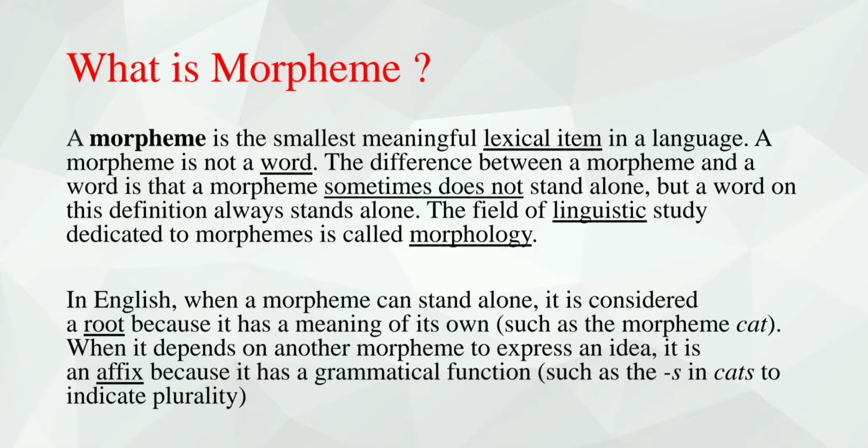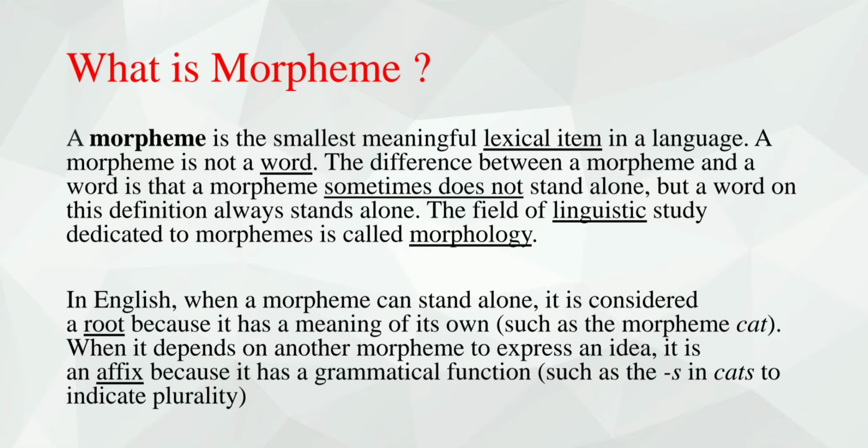خاصة واحد original word واللي كنسميوه root word in order to make it another word. For example, kind is an adjective. If I add ness, it becomes a noun, which means kindness. In English, when a morpheme can stand alone, it is considered a root because it has a meaning of its own. إذن كما قلت لكم بأن الروت يكون عنده meaning, such as the morpheme cat. So the word cat راه عندها meaning. So هذه كنقول لها a morpheme that can stand alone اللي هي original word اللي هي root word.